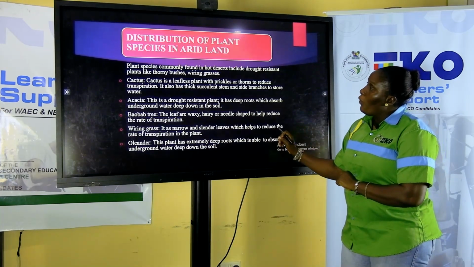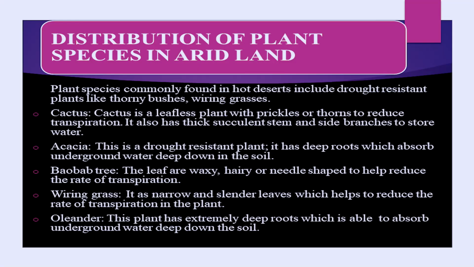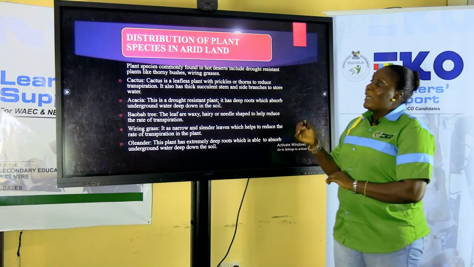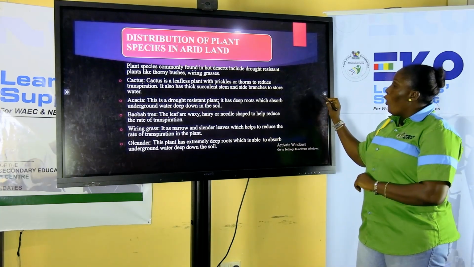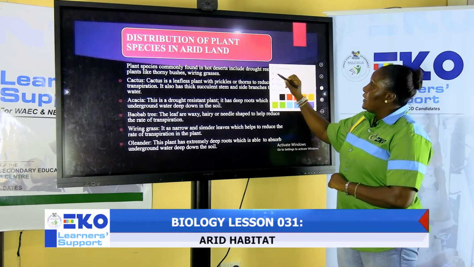So let's move on to the distribution of plants and plant species in arid land. The plants that are commonly found here, we have the cactus, we have the baobab tree, we have the wearing grass, and we have the hollandia. So let us look at the adaptive features of each plant, how they survive in the desert.